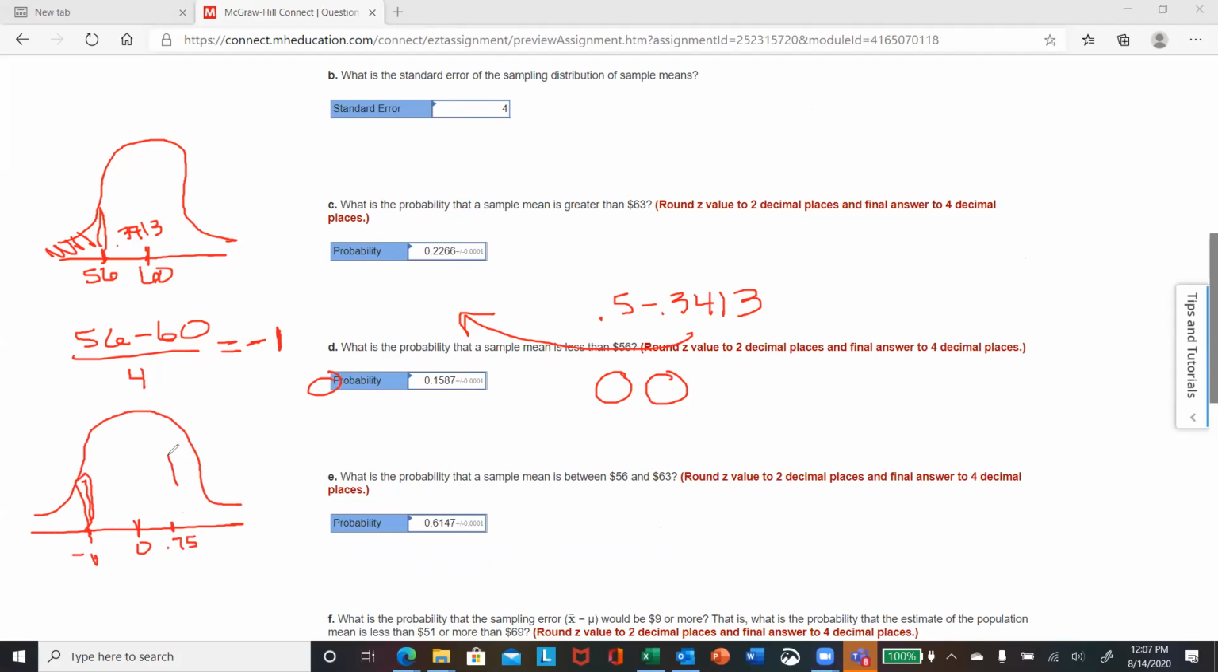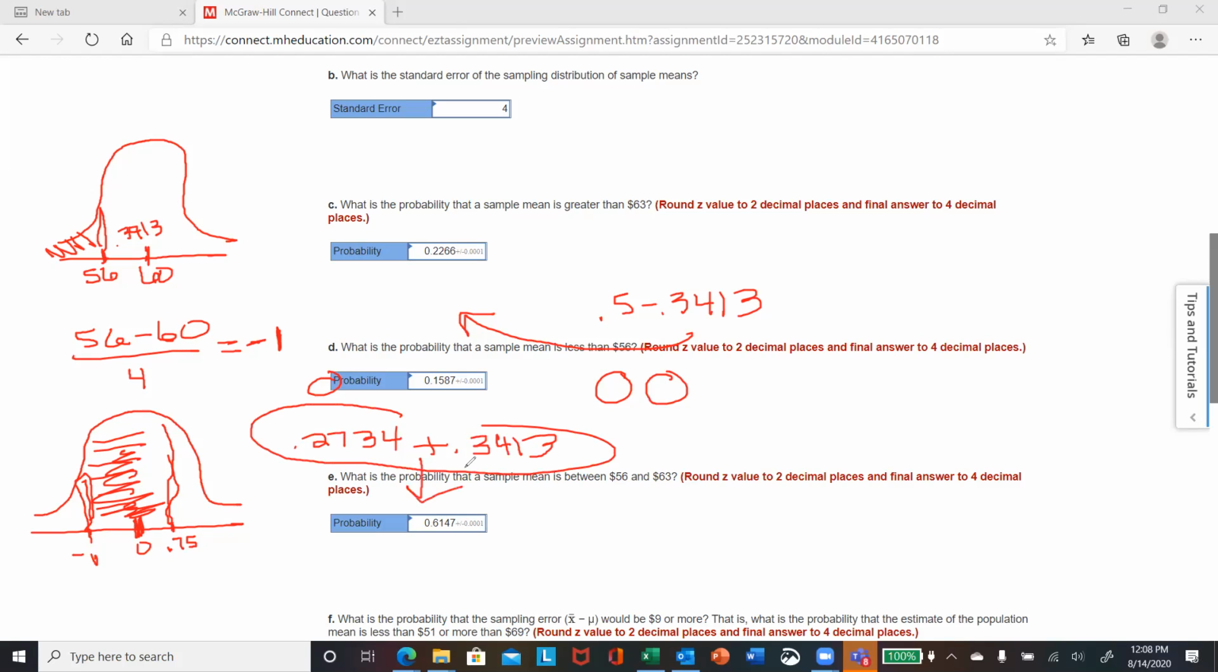I'm just writing these out as z-values. You're essentially trying to find that area. So there you go. Of course, if you look up 0.75, it looks like it is 0.2734. And if you look up the 0 to -1, it is 0.3413. And all you do is add those together, and that would give you your area, which is 0.6147.